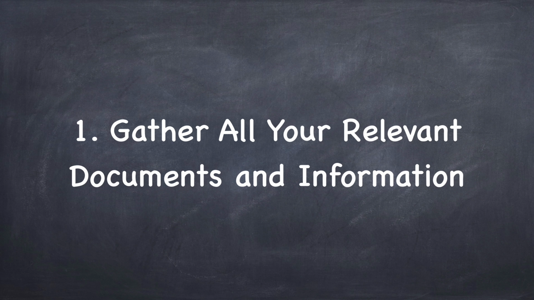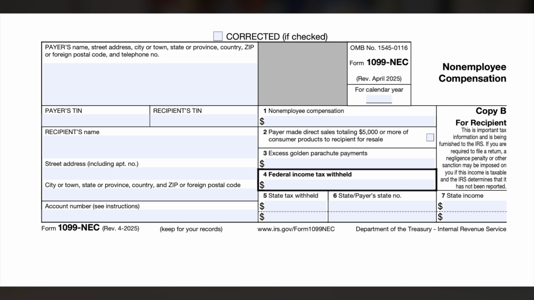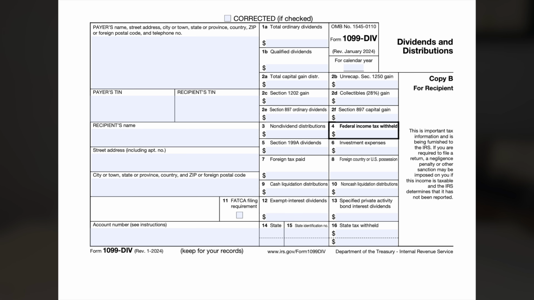Step 1 is to gather all your relevant documents and information. If you're filing jointly with a spouse or if you have any legal dependents, you'll also need their information as well. Next, you'll need all your income documents. Think about all the ways you made money last year. For most people, that starts with a W-2 from your employer. If you did freelance or contract work, you may have received a Form 1099-NEC. If you earned interest from a bank or a high-yield savings account, you'll usually get a Form 1099-INT. If you invested in a taxable brokerage account, you may receive a Form 1099-DIV for dividends or a Form 1099-B for capital gains and losses.